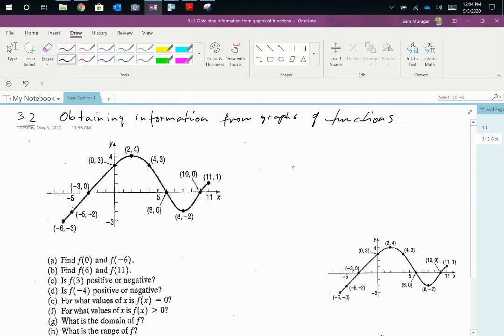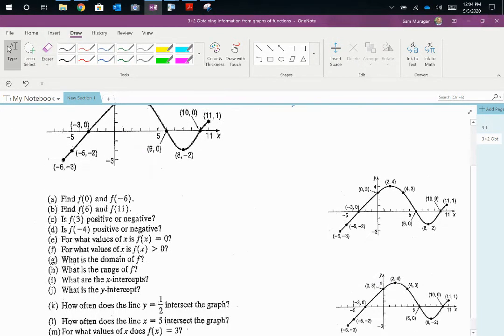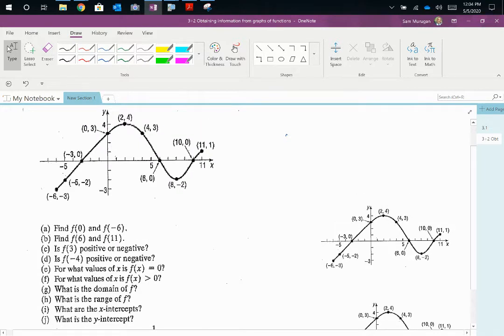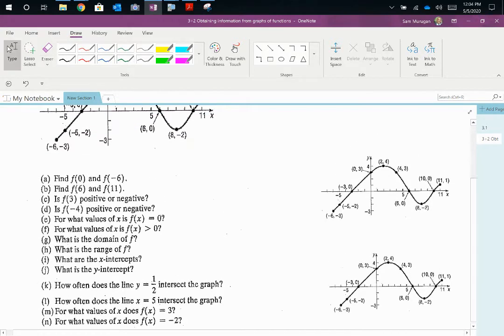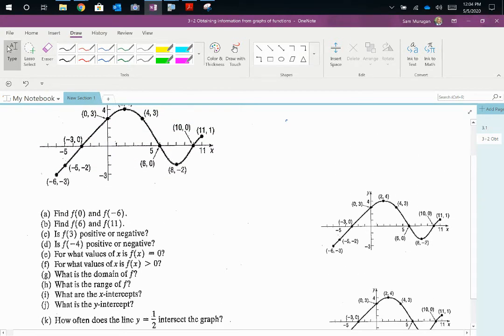So I put a graph of a function here, some random graph of a function, and we're going to try to do an analysis of the function. So the very first, take a look here. You can see it has x-intercepts, y-intercepts, and so on. The very first question is find f(0) and f(-6). In other words, what is the y value when x is equal to 0? So f(0) is equal to, so when x is equal to 0, we can see that y is equal to 3.